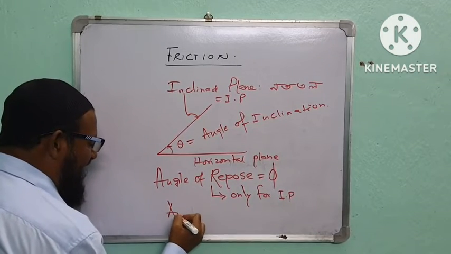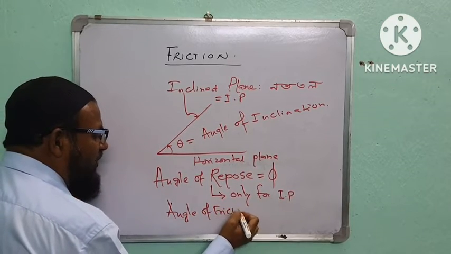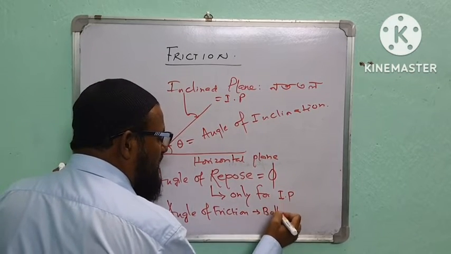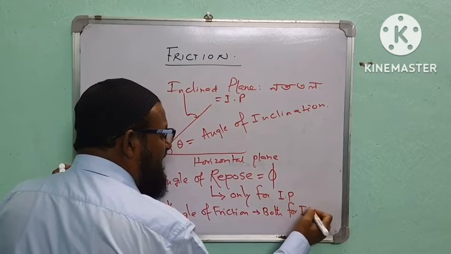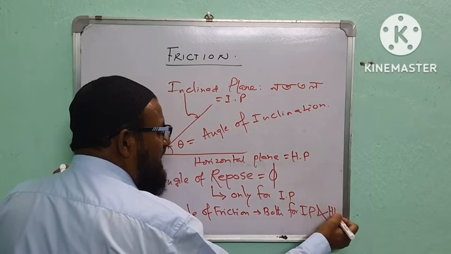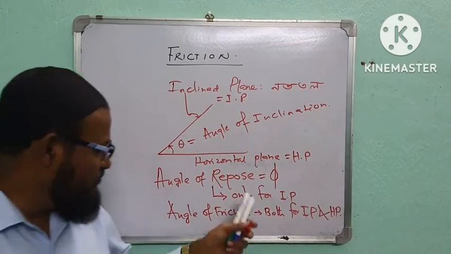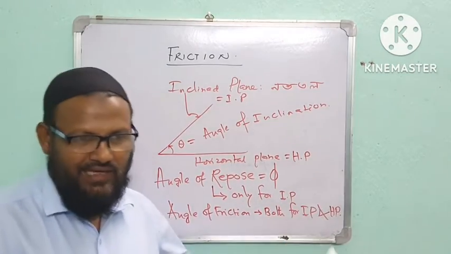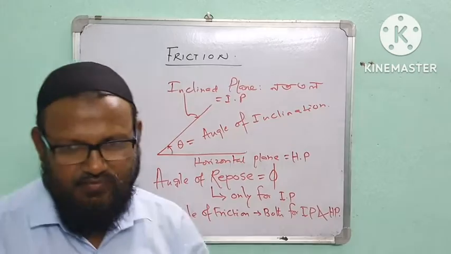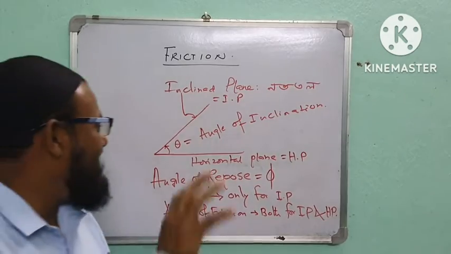But angle of friction is for both inclined plane and HP. HP means horizontal plane. Please write down. Angle of friction is both for inclined plane and horizontal plane. Angle of repose is only for inclined plane. This is important.